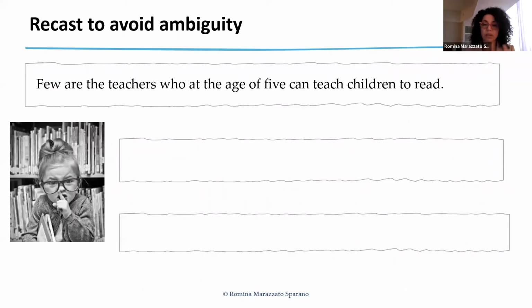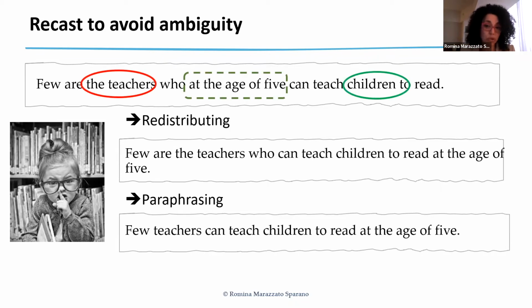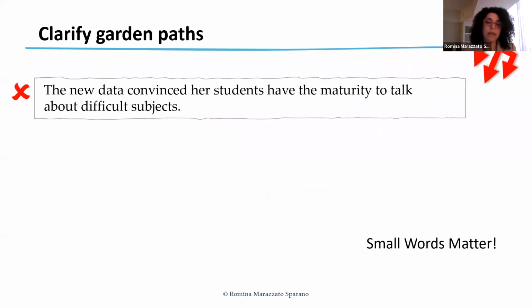Recasting to avoid ambiguity. This is one of the examples I was talking about. "Few are the teachers who at the age of 5 can teach children how to read." Well, certainly few are the teachers who are 5. So we want to connect the pieces that refer to each other. How can we do that? We can redistribute the phrase: "Few are the teachers who can teach children to read at the age of 5," or we can paraphrase. So there are different techniques to clarify this ambiguity.